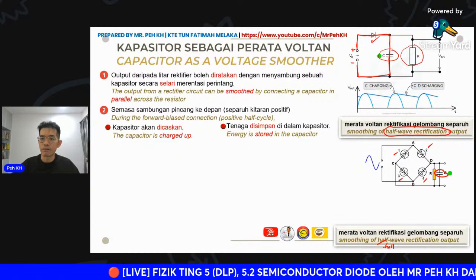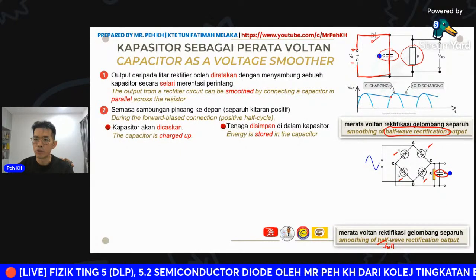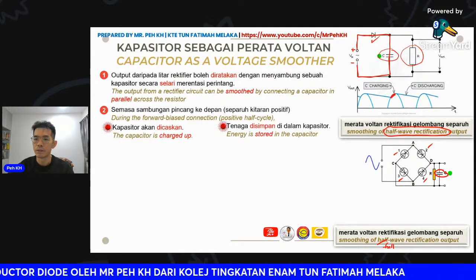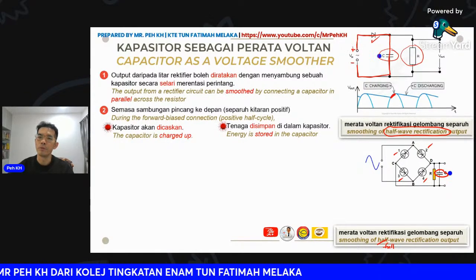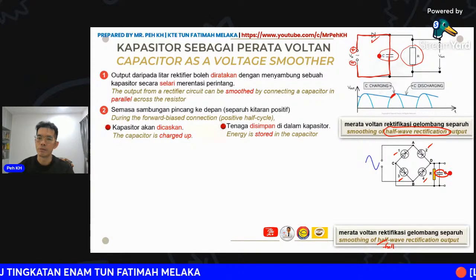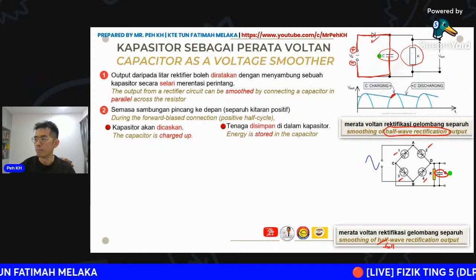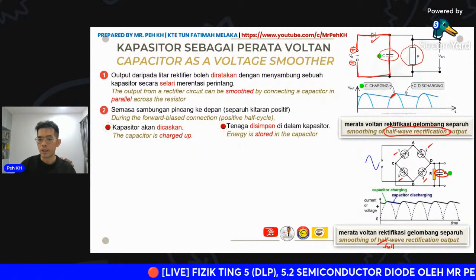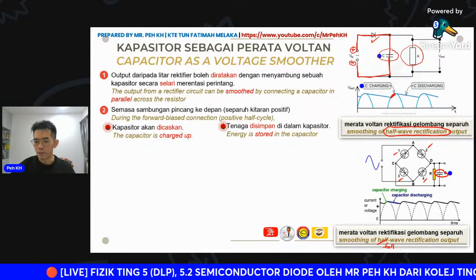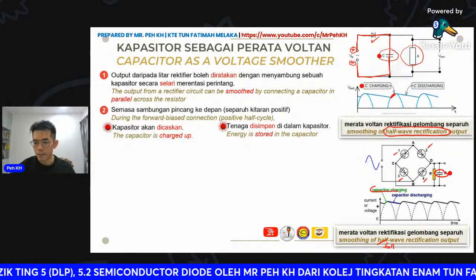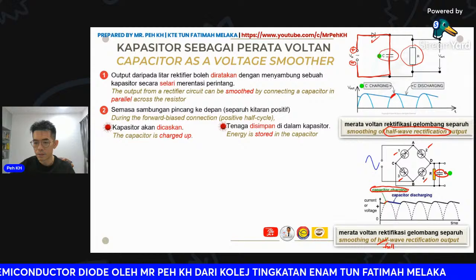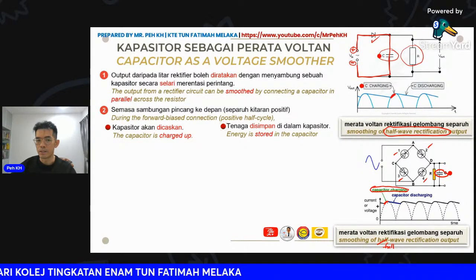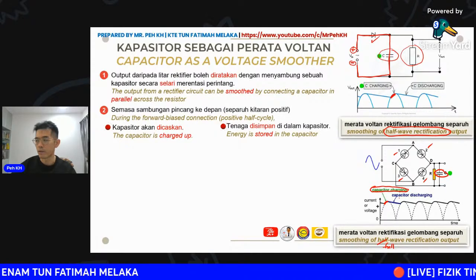Okay, so you can see from the graph. Here, this will be the charging position, where the positive will be at the top and negative at the bottom for the input voltage. Okay, so for the full wave rectification, you need to look at the green color parts. So here will be the charging position, where it is the forward bias connection.